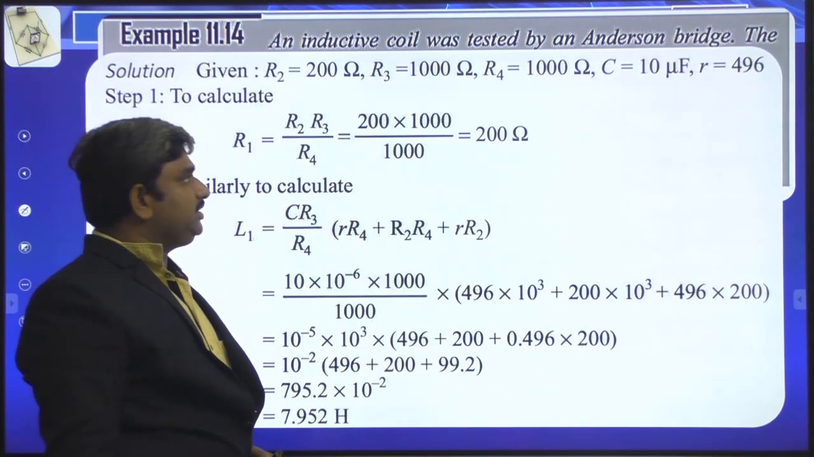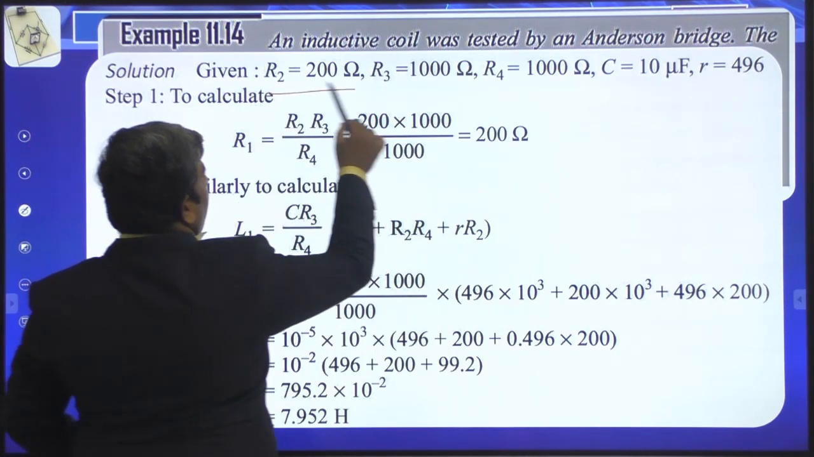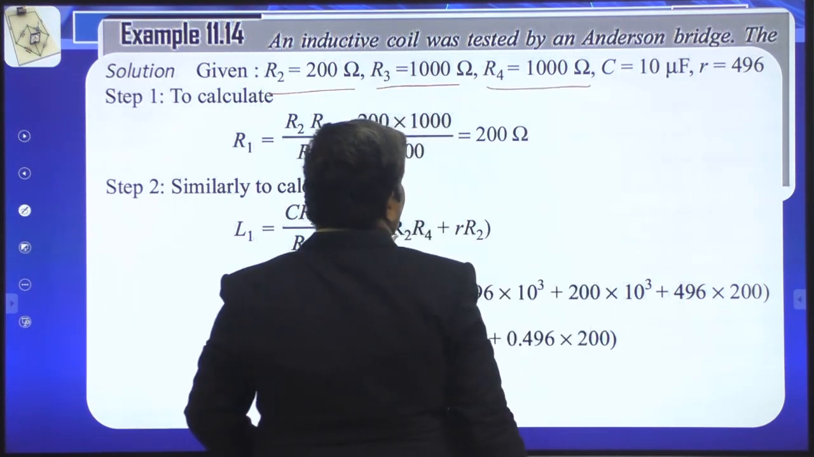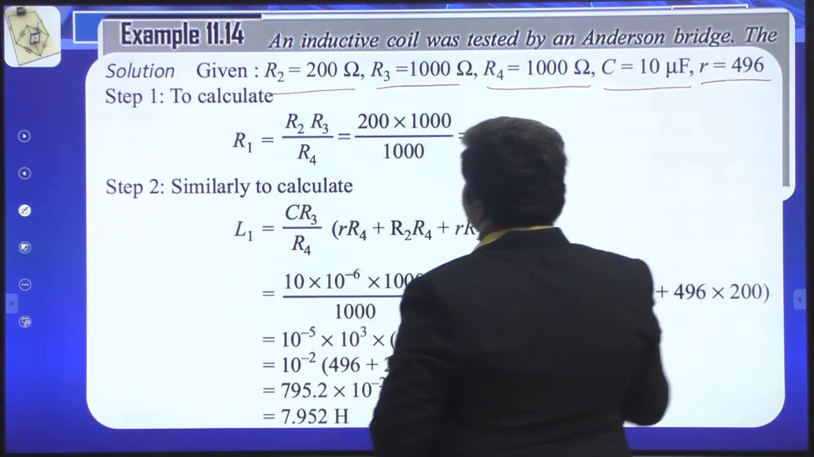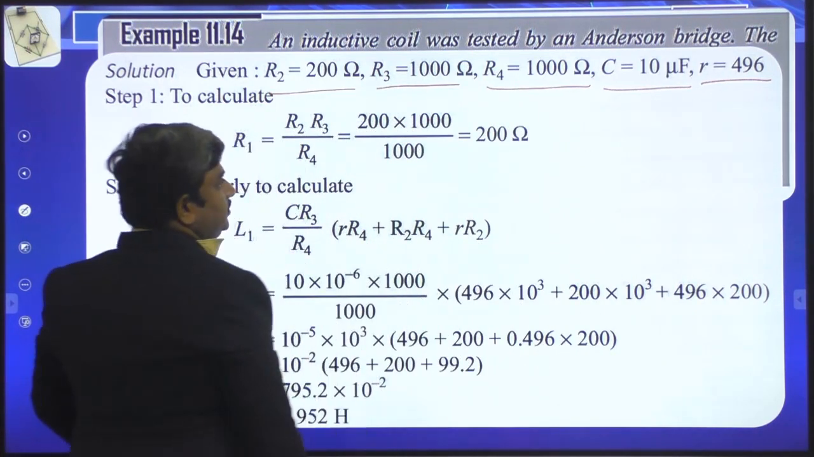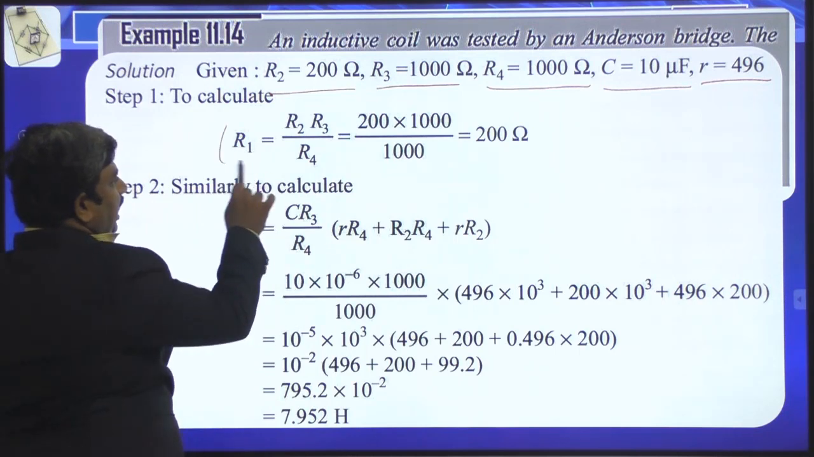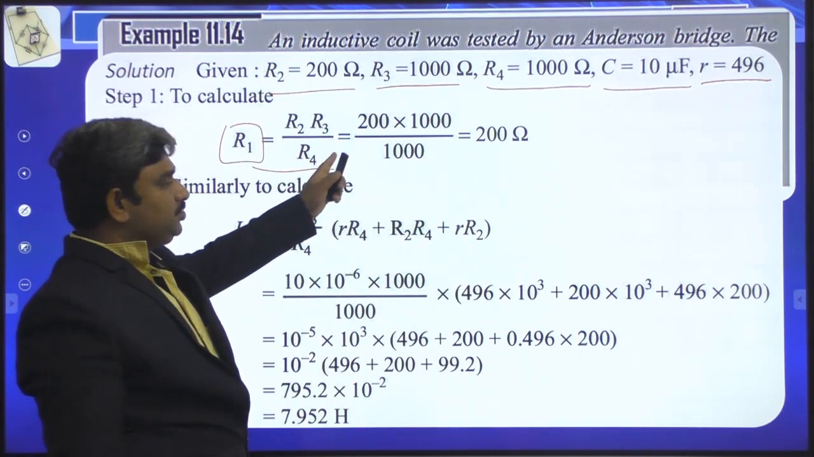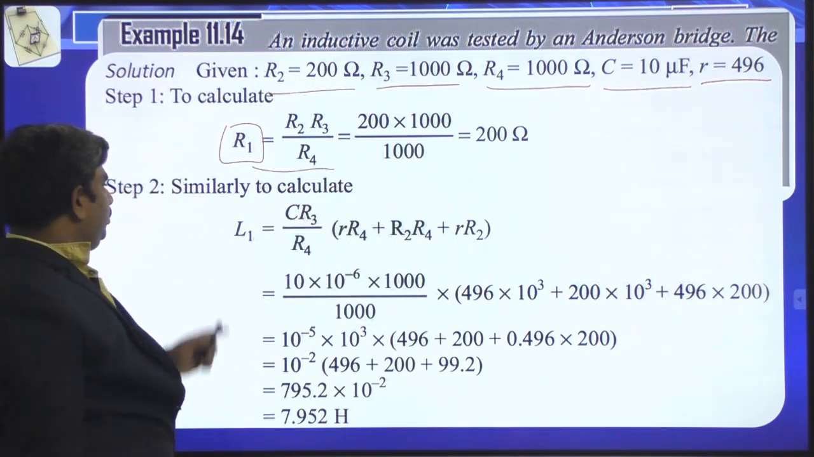So next coming to that, this is a simplification. In this simplification, the given values we have written: R2 is equal to 200 ohms, R3 is equal to 1000, R4 is equal to 1000, C is equal to 10 microfarads, small r is equal to 496 ohms. So these are the parameters we got. Now for measuring the R1, we have the formula R2 R3 by R4. So substitute these values and finally get the value. So that is equal to 200 ohms.